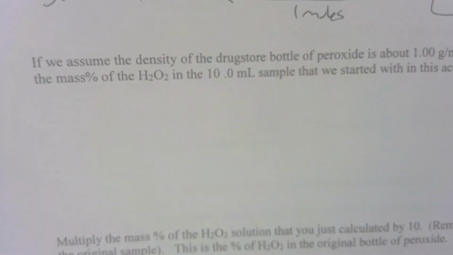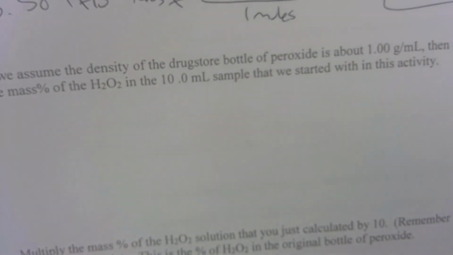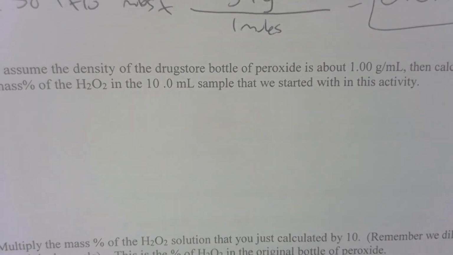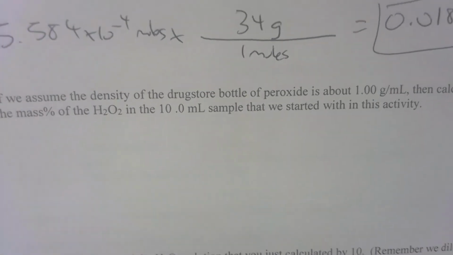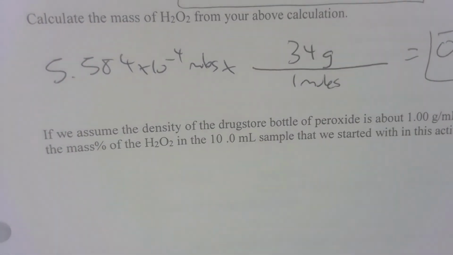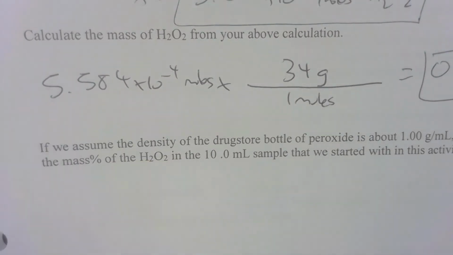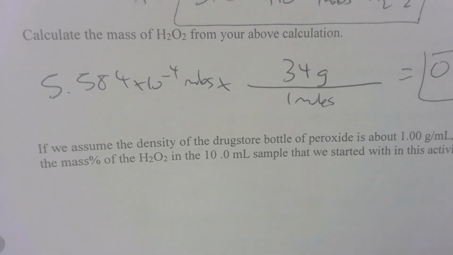So, if we assume that the density of the drugstore bottle of peroxide, remember the original bottle that we had? If we assume that the density of that is 1 gram per milliliter, and that's a fairly safe assumption because remember I said earlier that it's usually only 3% peroxide, which means it's 97% water, then let's calculate the mass percent of H2O2 in peroxide. And this is the point where I want to make a distinction between saying H2O2 and peroxide. H2O2 is the exact chemical in H2O2 aqueous. So what I'm asking for is in the bottle that I bought from the drugstore that has H2O2 molecules in it, but also has water in it, what percentage by mass is just H2O2?